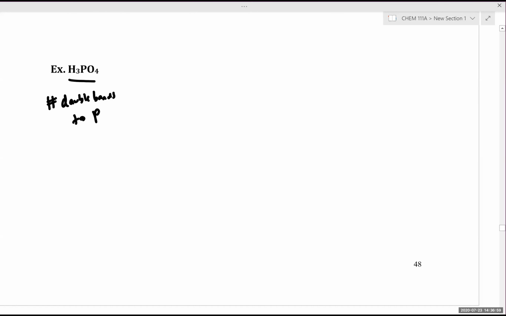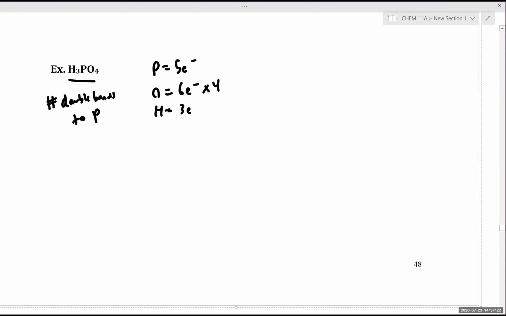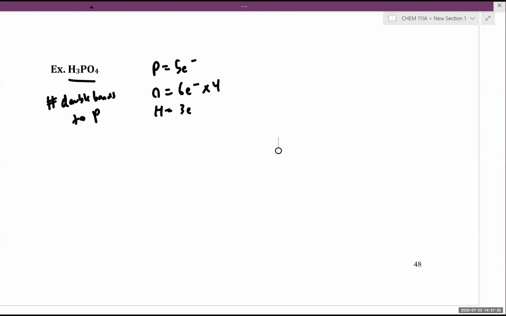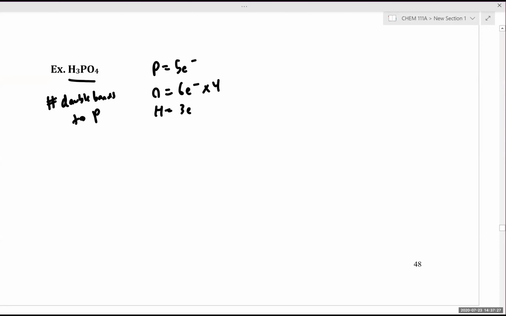I would double check your formal charge assignment for oxygen, but your response for the number of double bonds looks reasonable. So let's discuss this example. Phosphorus has 5 electrons, oxygen has 6 electrons, and we have 4 oxygens, and hydrogen has 1 electron, with 3 hydrogens. Adding up our total number of electrons gives us 32 electrons to work with.